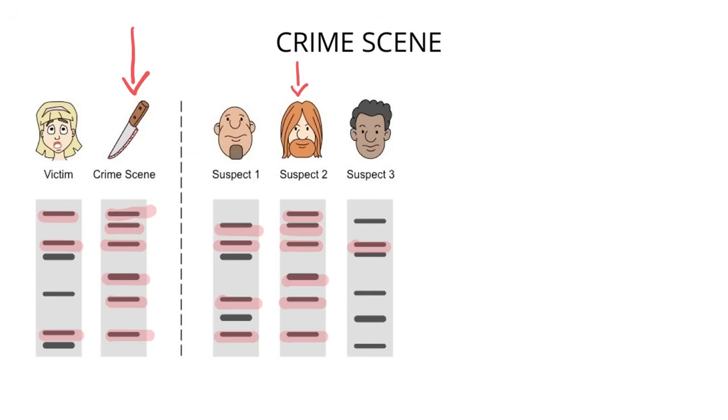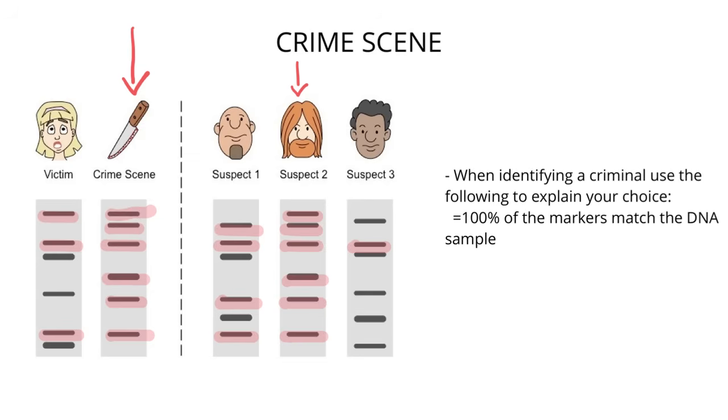So what do we say in exams? Well, when we are identifying a criminal, you need to use the following explanation. You need to say 100% of the markers match the DNA sample. And when saying that, we don't want to confuse it with the paternity test where we do 50-50. It must be 100%.